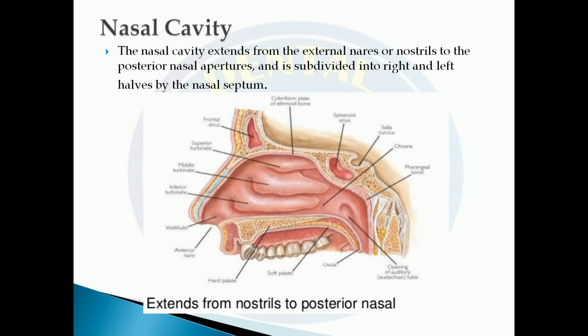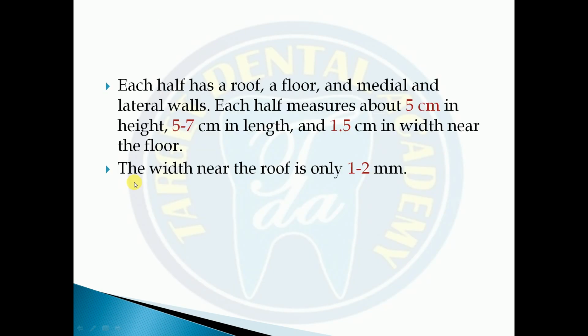Coming on to the nasal cavity. The nasal cavity extends from the nostrils to the posterior nasal apertures. It is divided into a right half and a left half by the nasal septum, which divides the nose into the right half and the left half.